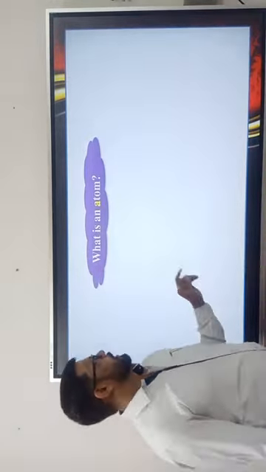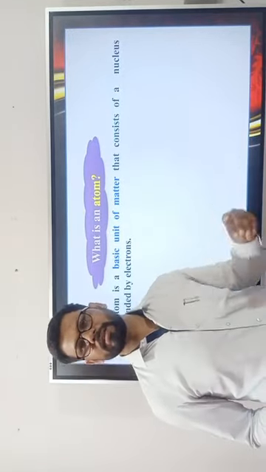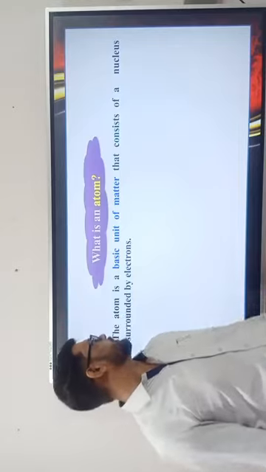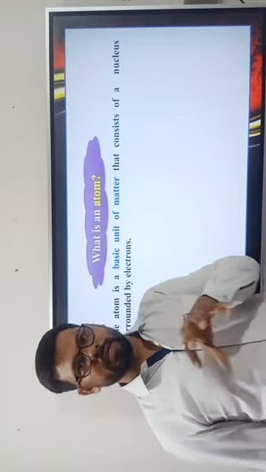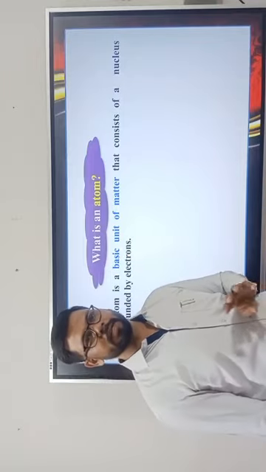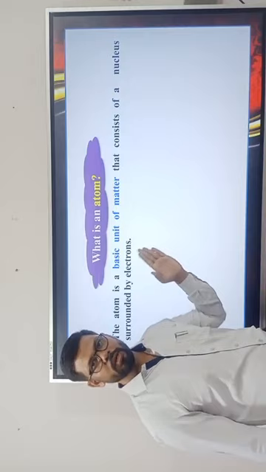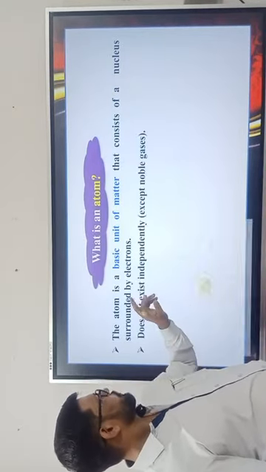Okay, we'll start. An atom is the basic unit of matter that consists of three major constituents, or three major subatomic particles, called nucleons and electrons. And the term nucleons basically includes two subatomic particles, that is neutrons and protons. We know that an atom contains three subatomic particles which we study, that is electron, proton and neutron. In the nucleus there are neutrons and protons.